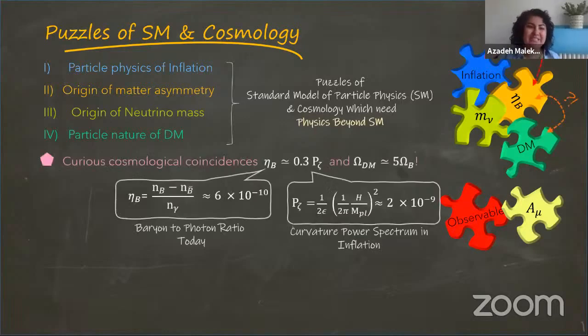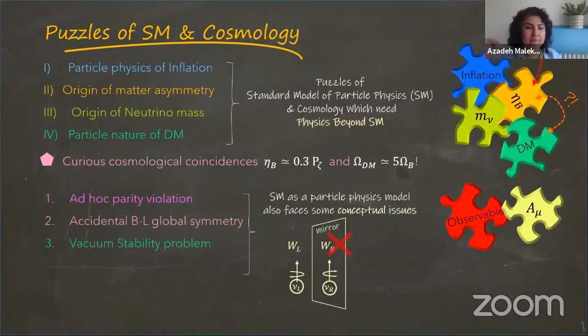Also, from the cosmology side, we have these curious cosmological coincidences among parameters that shouldn't really be related. The first pair is eta baryons, the baryon asymmetry over the number of photons today, which is roughly equal to the curvature power spectrum in inflation, P zeta. And then the second pair is omega dark matter, which is equal to 5 omega baryons.